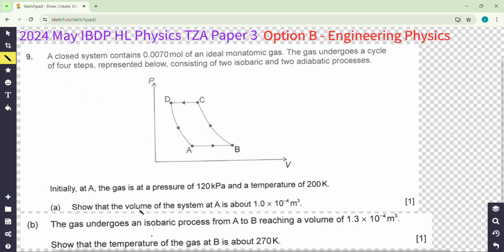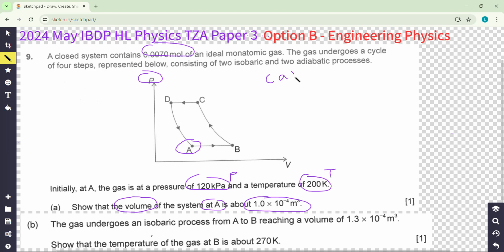It says show that the volume of the system at A is about this volume. So find the volume at A. We have the pressure, we have the temperature, and then PV equals nRT, so we just need n. So part A is straightforward: PV equals nRT, so you substitute all the values in.